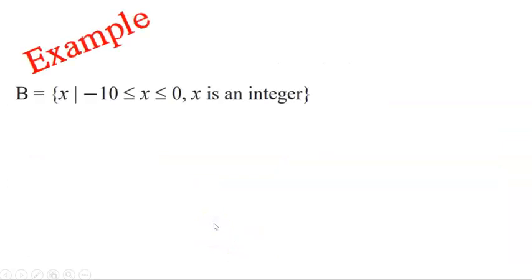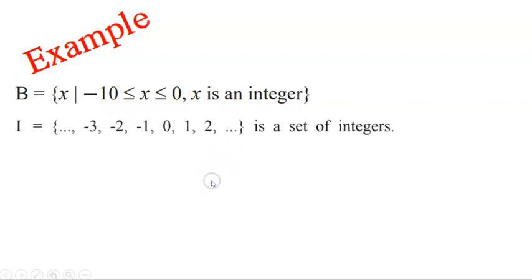Now the example. B is equal to {x such that x lies between minus 10 and 0, x equal to minus 10 and x equal to 0 also, x is an integer}. Okay, we know the set of integers, that is 0, 1, 2, 3 up to infinity, minus 1, minus 2, minus 3 up to infinity. This is the set of integers.